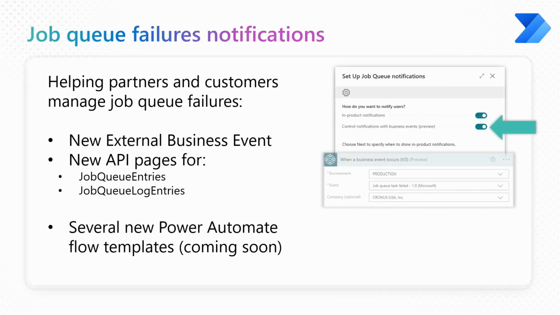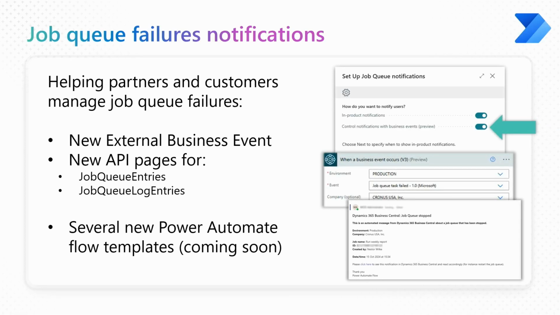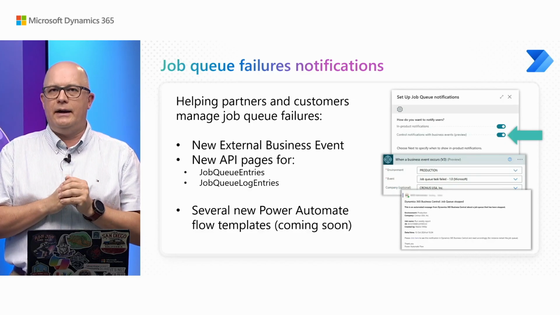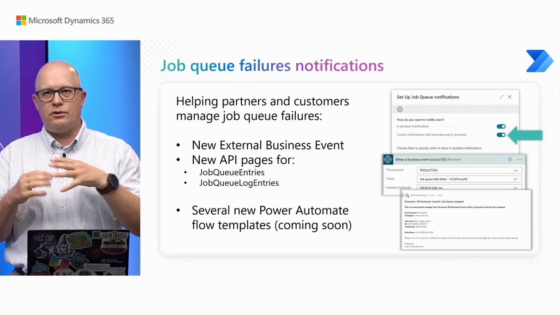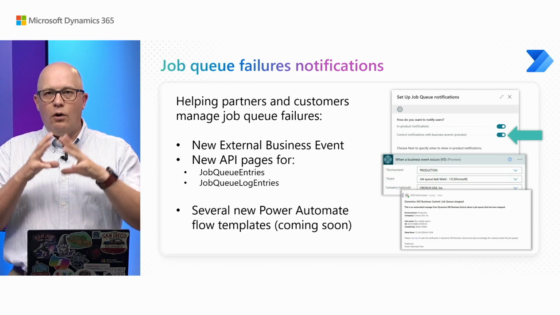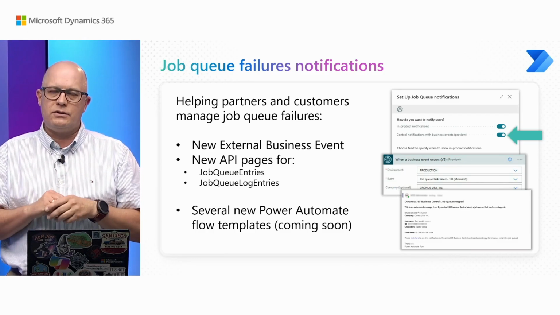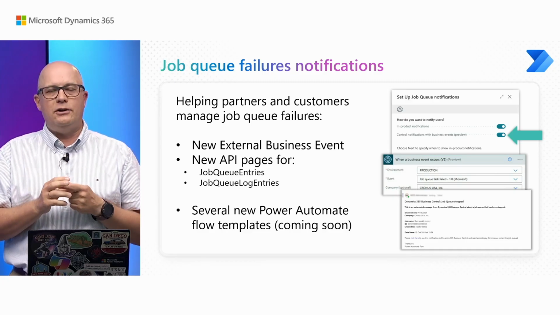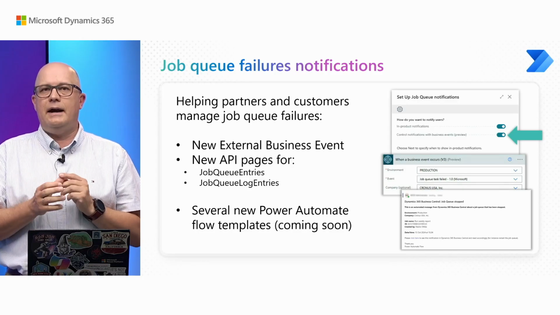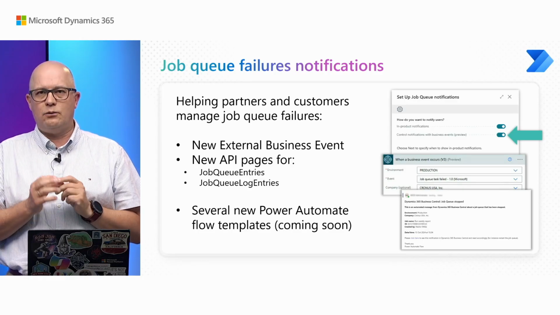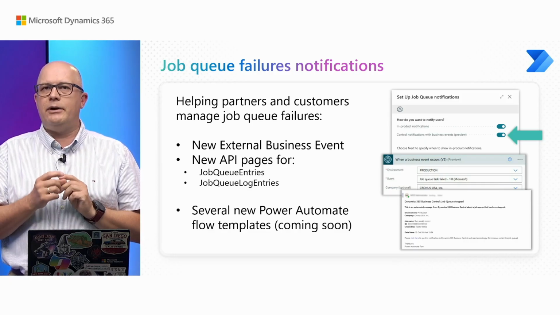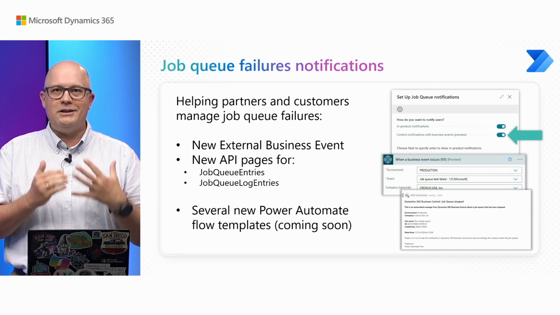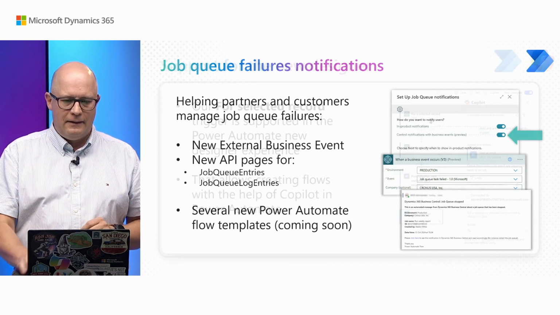We added a lot of improvements related to job queue failures. We have another recording in the set where my colleagues are talking about this whole set of features related to job queues in this wave, but specifically for Power Automate, we have added a new business event and a set of Power Automate templates that will be available for you later, allowing you to be notified when something is wrong with your job queues. This will be an interesting feature, I can assure you.